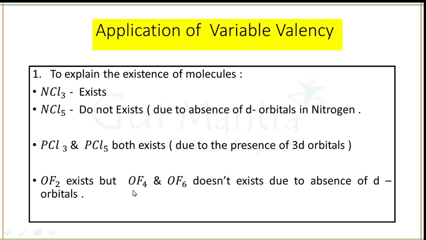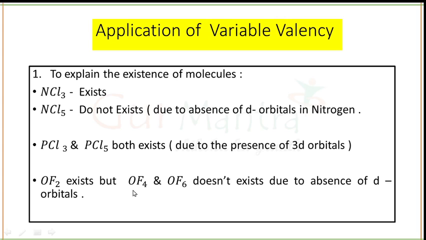Number 1 is to explain the existence of molecule. Only those molecules will exist which have variable valencies, and these variable valencies should have empty orbitals too. If the atom has unpaired electrons and empty orbitals, only then can these paired electrons jump from ground state to excited state. And when these electrons jump from one orbital to another orbital, only then will the formation of covalency occur.